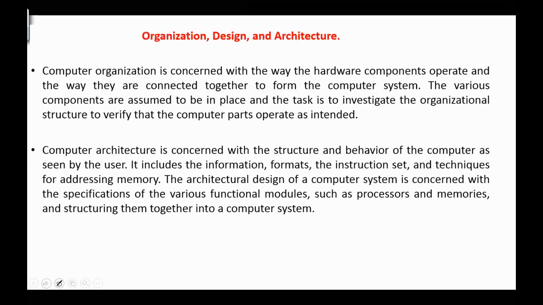Computer organization is concerned with the way the hardware components operate and the way they are connected together to form the computer system. The various components are assumed to be in place, and the task is to investigate the organizational structure to verify that the computer parts operate as intended. Computer architecture is concerned with the structure and behavior of the computer as seen by the user. It includes the information formats, the instruction set, and techniques for addressing memory. The architectural design of a computer system is concerned with the specification of the various functional modules, such as processors and memories, and structuring them together into a computer system.